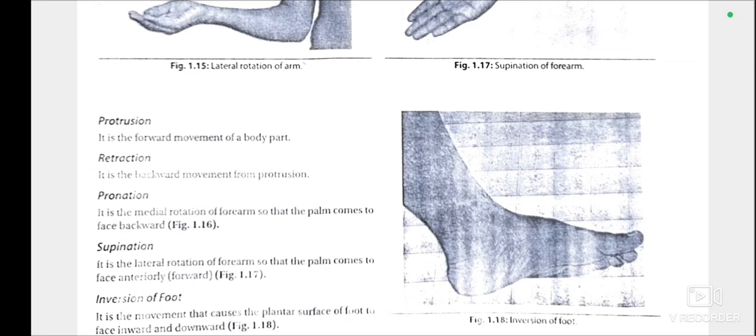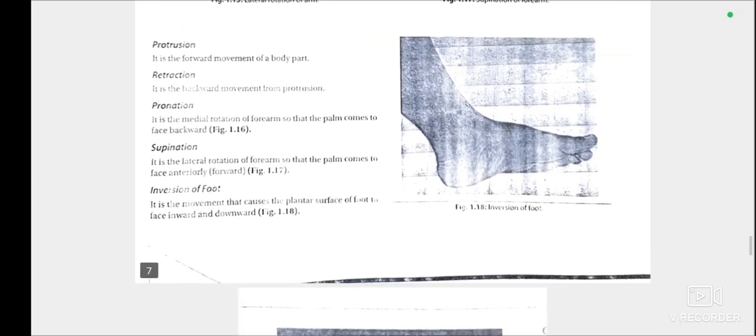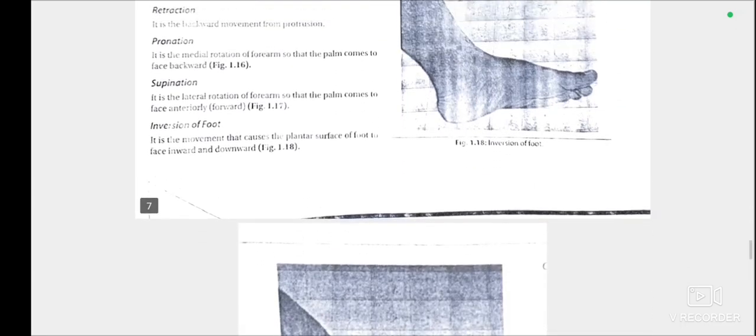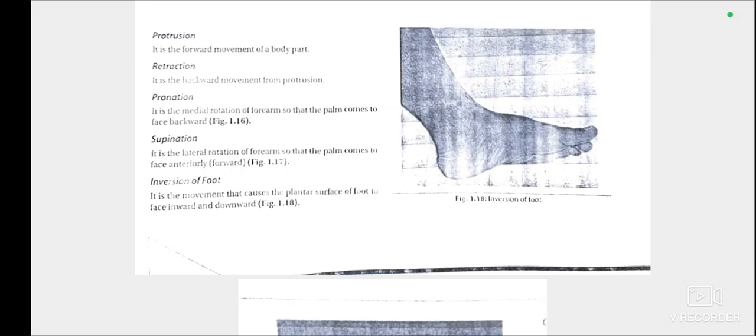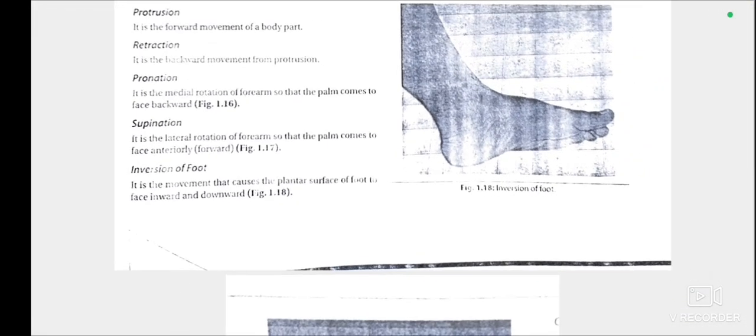Okay, pronation is the medial rotation of the forearm, so the palm comes to face backward. Here you can see supination. This is supination of the forearm. Okay, the next is inversion of the foot. It is a movement that causes the plantar surface of the foot to face inward and downward. This is the inversion of the foot. You can do it practically, and when you do it practically you will understand.